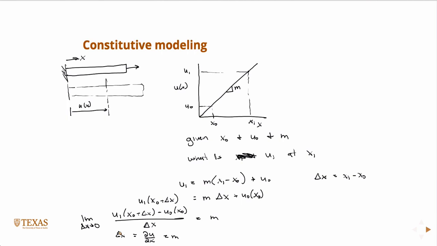So it's really just a change in length over length, just in the limiting case. It's the derivative, the slope of the curve.